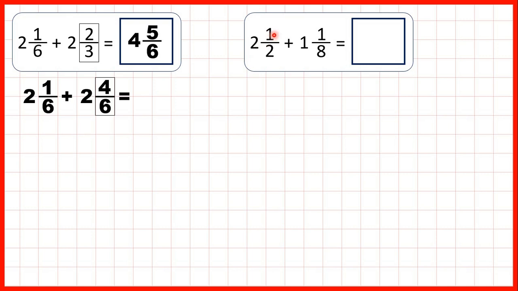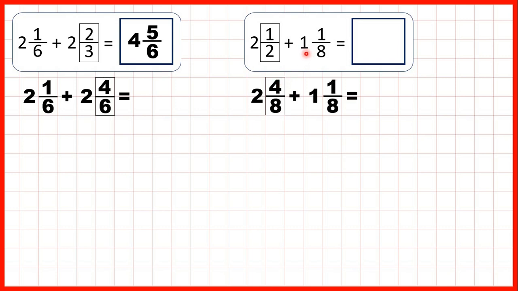Now we have 2 and a half plus 1 and 1/8. So we need to make the denominators the same. 8 is in the 2 times table, so we can find a fraction equivalent to 1/2 which has a denominator of 8. So instead of 2 and a half, we can write 2 and 4/8. That's equivalent because 2 times 4 is 8. What we do to the denominator, we do to the numerator, and 1 times 4 is 4.